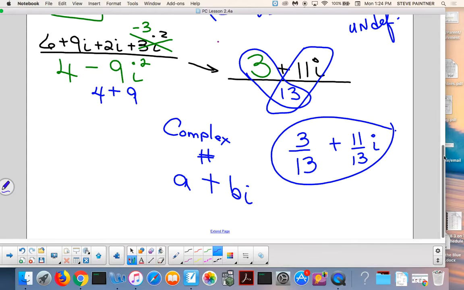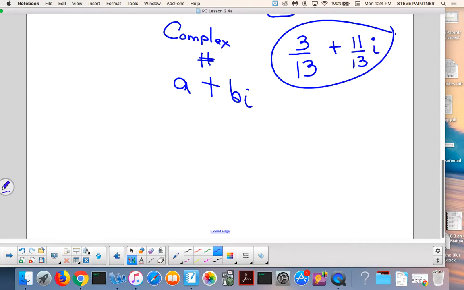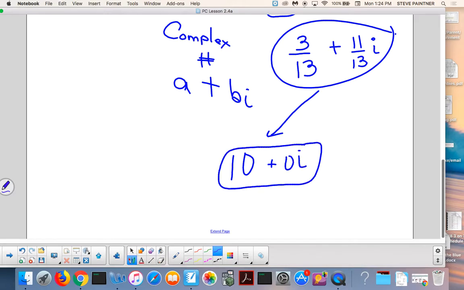Okay? Now, one thing I want to tell you about complex numbers. If your answer is 10, how do you write 10 as a complex number? 10 plus 0i. Now it's written as what? A complex number. Why would I ever write plus 0i? I wouldn't. But if the book says write it as a complex number, that's the answer.